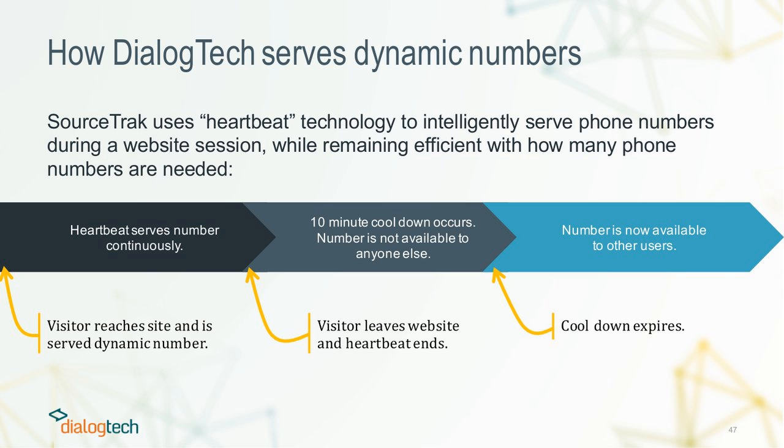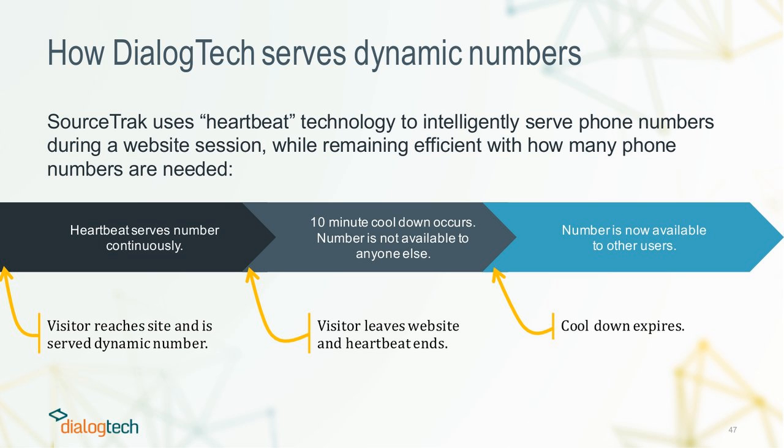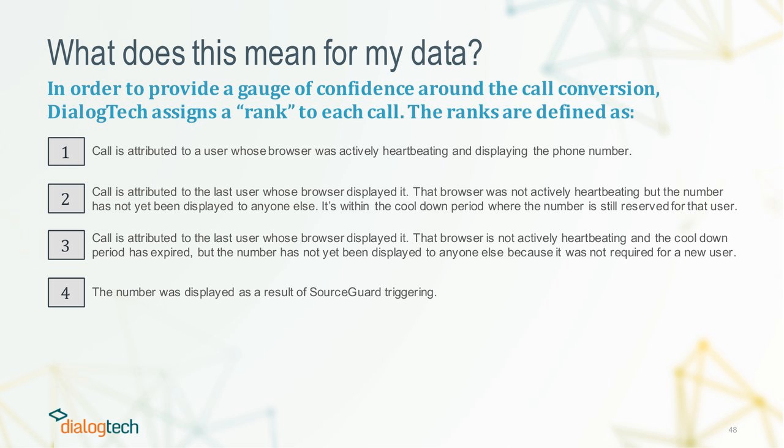Why is this important? Why are we talking about this? What does this have to do with your data? When we talk about out-of-session calls, an out-of-session call is a call that comes in during that last section there: somebody who was no longer being served a phone number, but a call came in through that phone number. One data point that you'll find within Dialog Tech's platform is ST rank. What is ST rank, or SourceTrak rank? SourceTrak rank is really a confidence indicator for that attribution data.